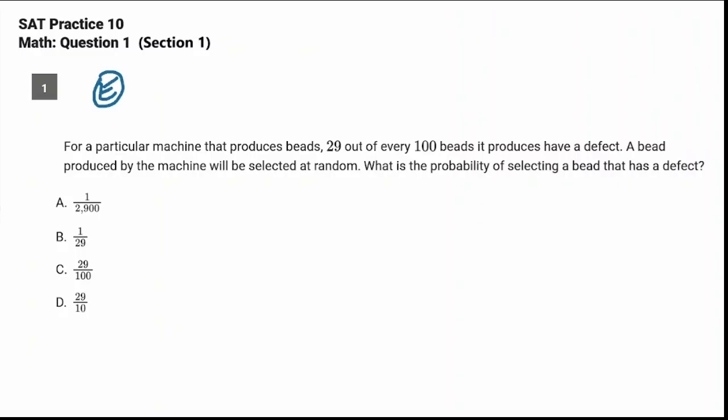So the first thing we want to note here is this is a crappy machine if like 29 beads out of 100 are defective, but that's the answer, isn't it? 29 out of 100 beads are defective. The things you want over the total number of things that can happen, that's probability. That's the answer. It's C. Get this question right in 2 seconds and move on.